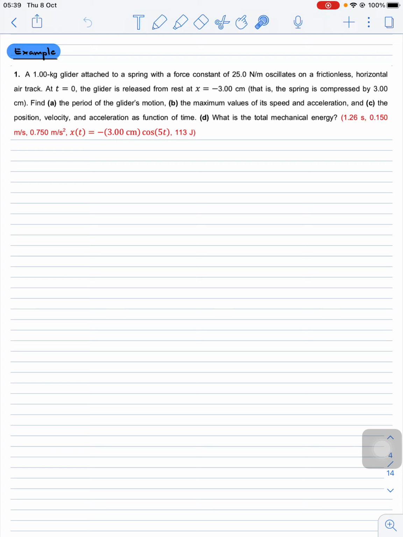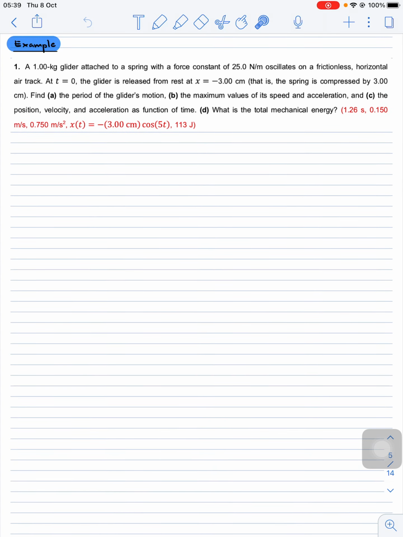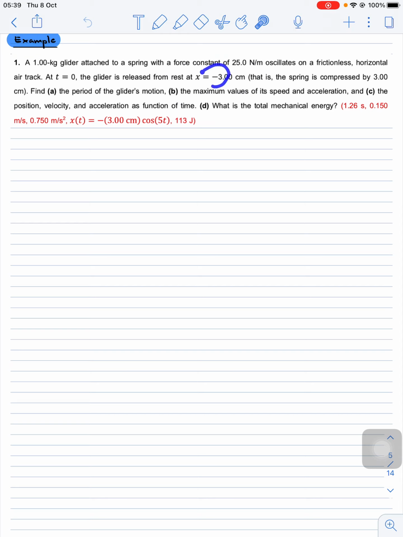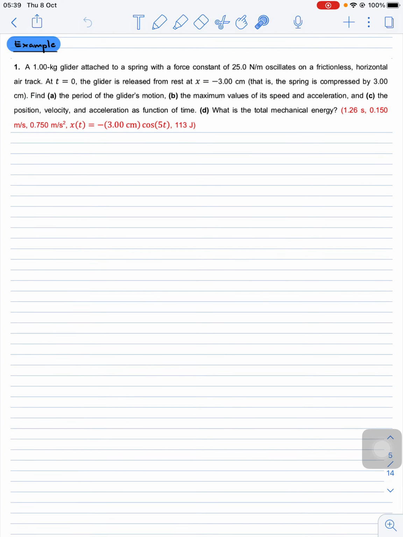So now let's consider an example. A 1 kilogram glider attached to a spring with a force constant equal to 25 Newton per meter oscillates on a frictionless horizontal air track. At time equal to 0, the glider is released from the place at x equal to negative 3 centimeter. So we have the negative side of the x. It means that the spring is compressed by this length. So now for part A, find the period of the glider's motion.